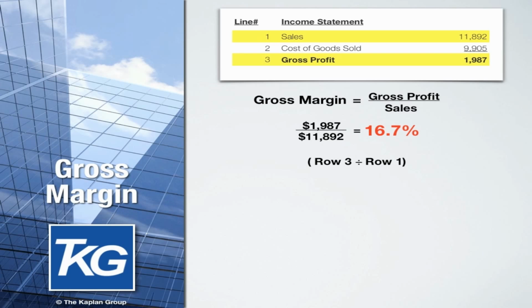Now, whether 16.7% is good or bad is something we can't tell just yet. We'll discuss how to determine if this is good or bad in a moment, but first we'll define a few other profitability ratios.